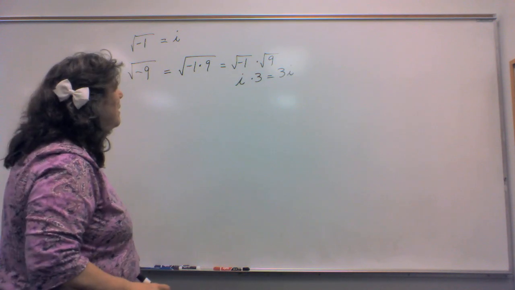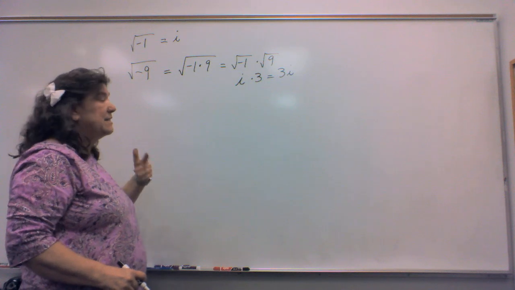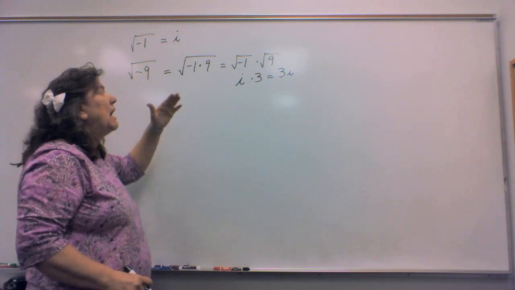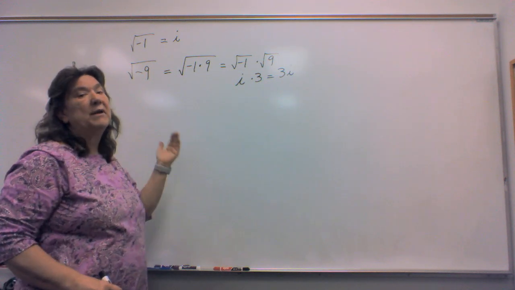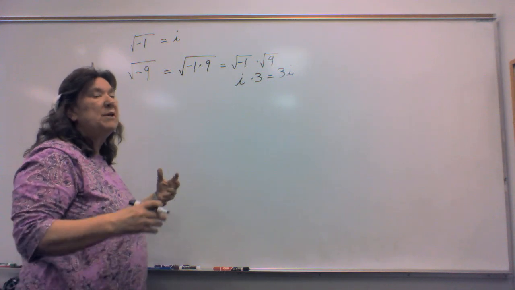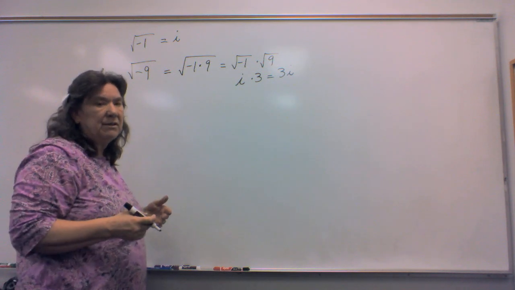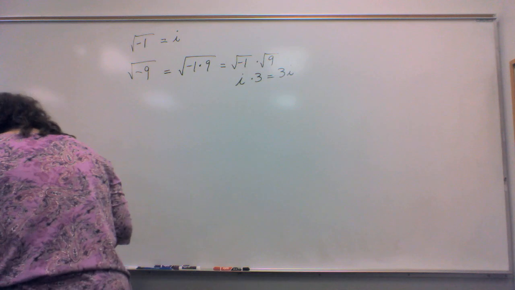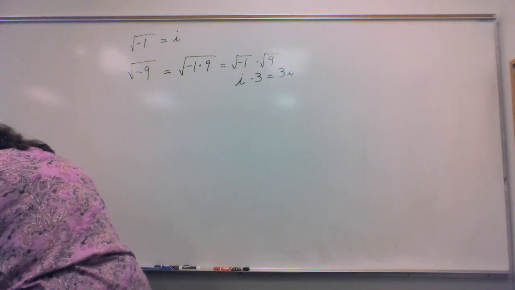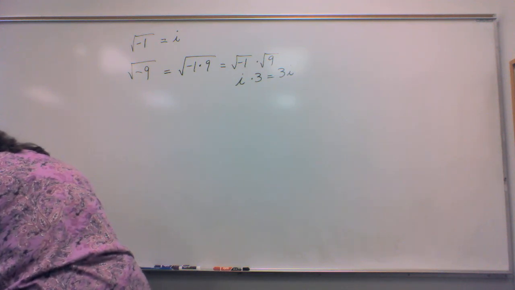But if it stays as a square root, we put the I in front instead of behind the number, because people slide that I underneath the square root symbol. And we don't want that to happen. So let's look at a couple more numbers like that.